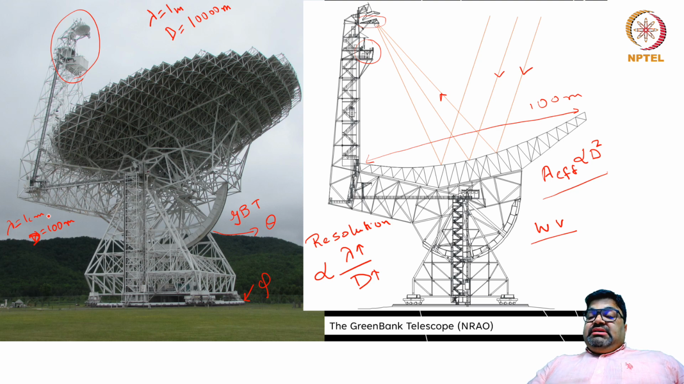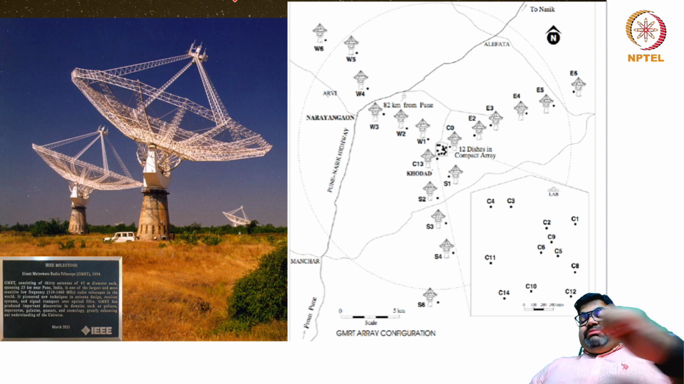So 100 centimeter is 1 meter, so I have 100 times 100. So the same thing needed is you have to go up to 10,000 meters or 10 kilometers. That becomes quite impractical to build. So what we introduce here is something called radio interferometers.